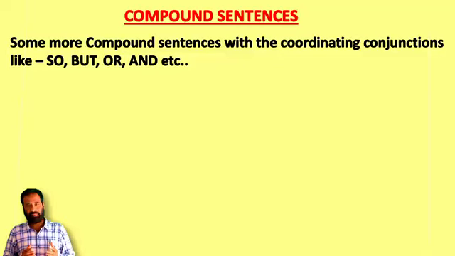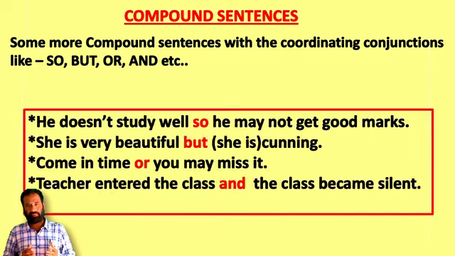Coordinating conjunctions like so, but, and etc. are usually used in compound sentences. Study some such sentences. He doesn't study well, so he may not get good marks. She is very beautiful but cunning. Come in time or you may miss it. Teacher entered the class and the class became silent.